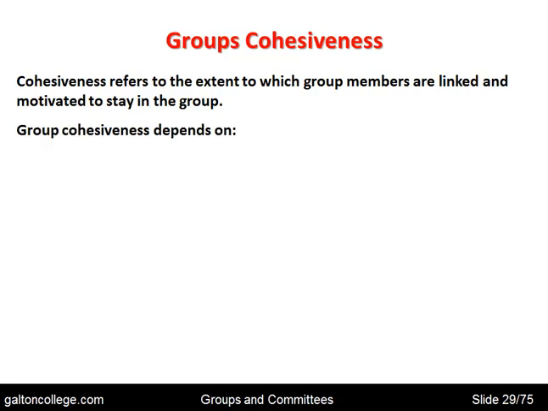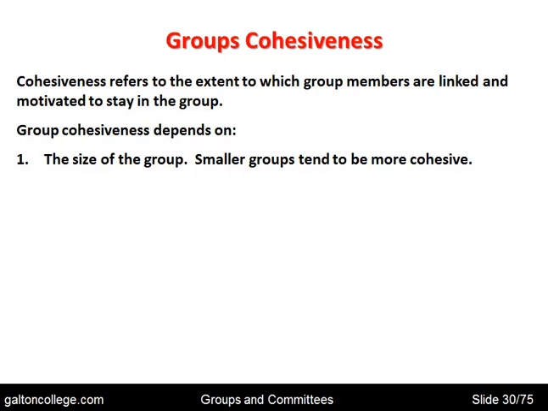So cohesiveness depends on the size of the group. Generally speaking, smaller groups tend to be more cohesive. When groups get very big, they tend to fracture. They tend to break up. They could become subgroups, and eventually the subgroups will leave and become different groups. But when there's a small group, they tend to work together more closely. Big groups are difficult to control. Big groups have a problem.